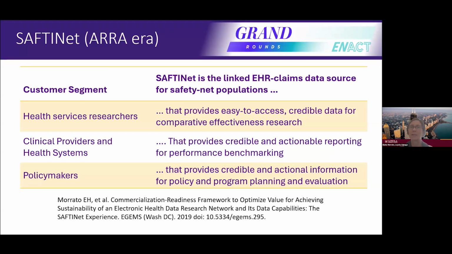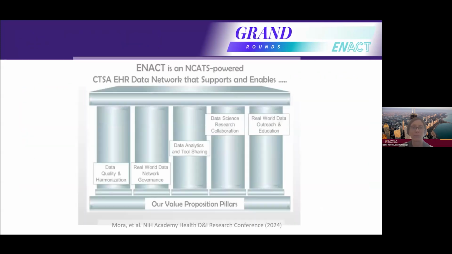So each one of these segments has a different need, and that then translates into the minimum viable product and what the characteristics of that research network are. We also learned that health services researchers come in different segments as well, experienced versus new, and what they're looking for and their expectations also vary. So this comes from the consumer world. Really understand your target segment and try to avoid boiling the ocean.